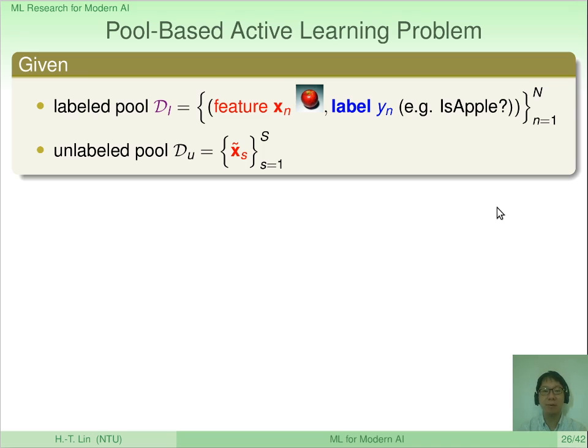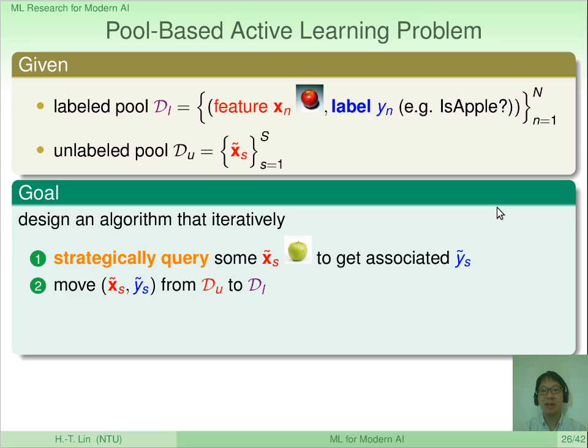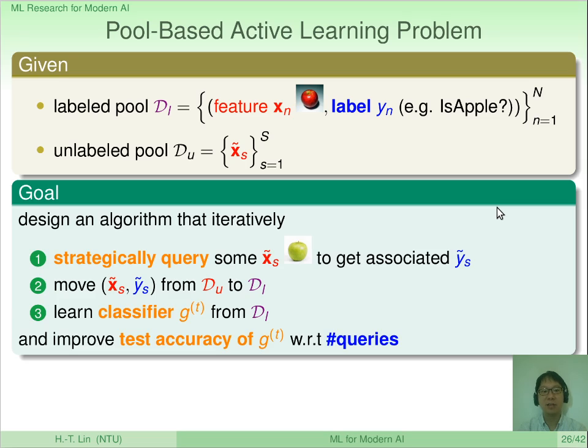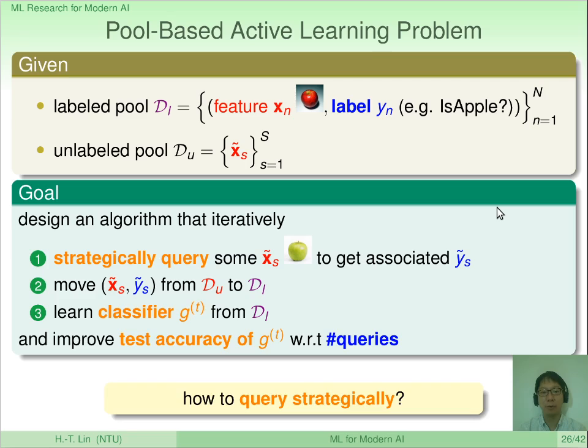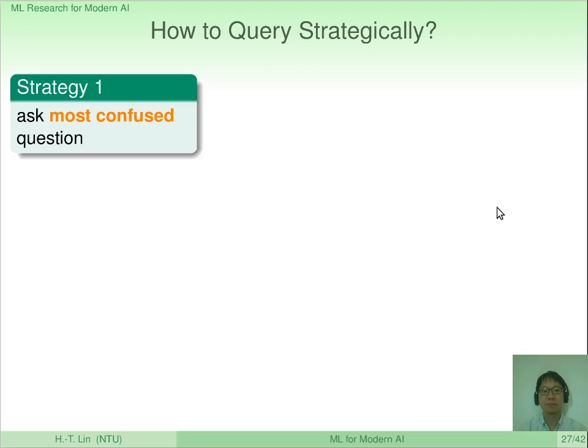We will have a label pool of data and some unlabeled examples. And the iterative process of active learning will pick an unlabeled example in each iteration and obtain its label. After obtaining the label, the example is added to the label pool to train a classifier. And the goal is to improve the test accuracy of the classifier as fast as possible with respect to the number of queries. Now the question is, how do we query strategically?